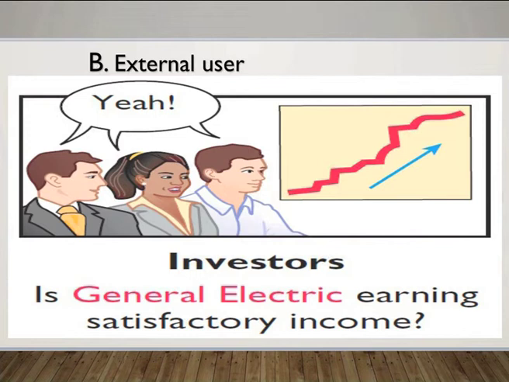For example, is General Electric earning satisfactory income? See this question, is General Electric earning satisfactory income? For this question, you get the answer from the statement of income of any business. Therefore, investors use the income statement to analyze the performance of the business, and then accordingly they will decide whether to invest or not to invest in this kind of companies. Next one is the creditors.